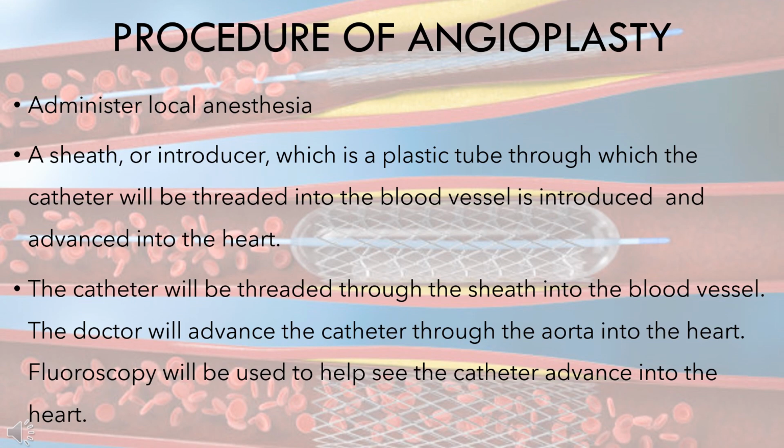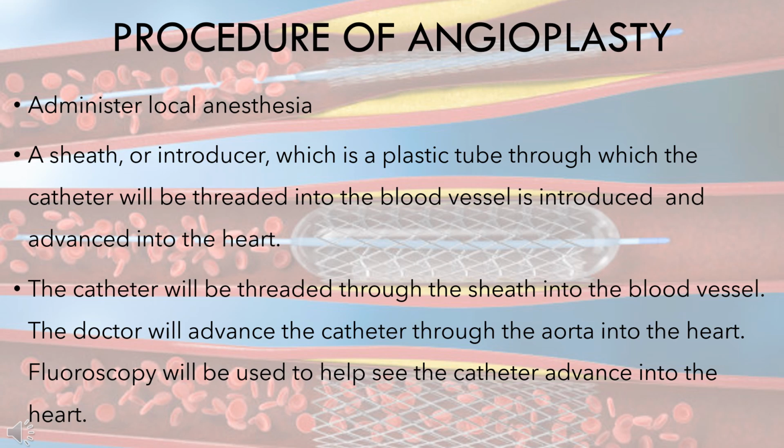Now let's see the procedure of angioplasty in detail. After doing the skin preparation, local anesthesia is administered. Then a sheath or introducer, which is a plastic tube through which the catheter will be threaded into the blood vessel, is introduced, and this will be advanced into the heart. The catheter will be threaded through the sheath into the blood vessel.